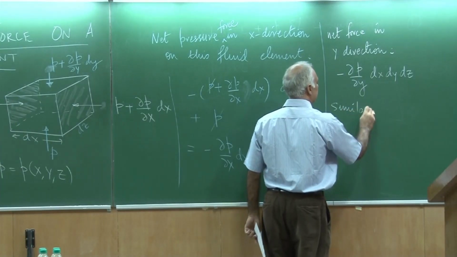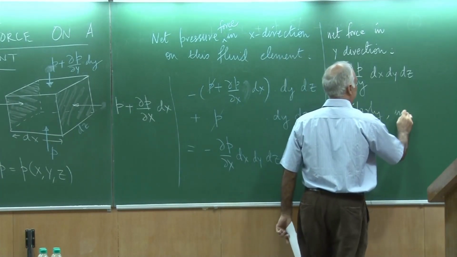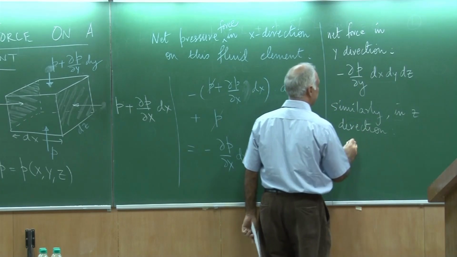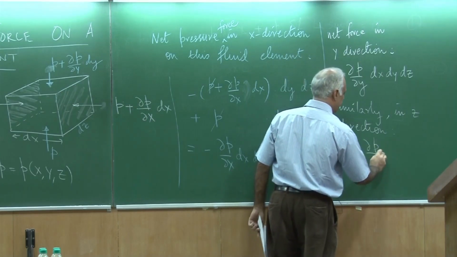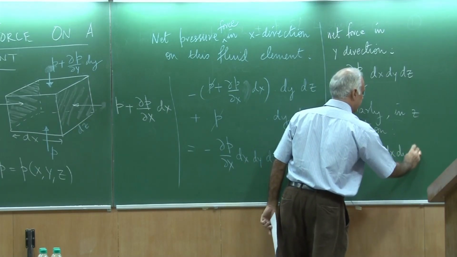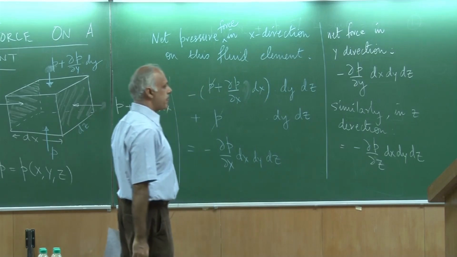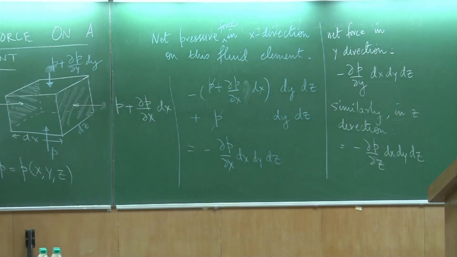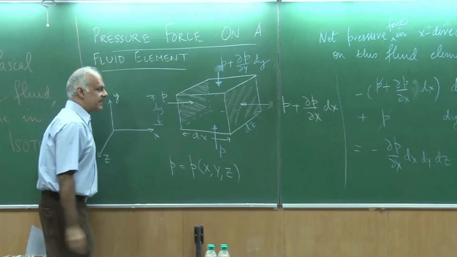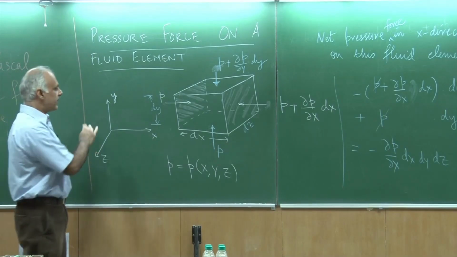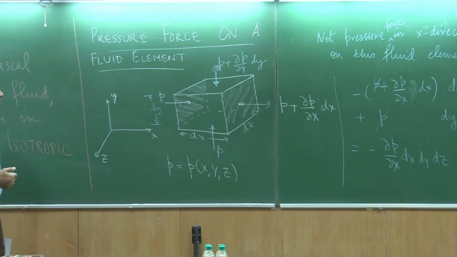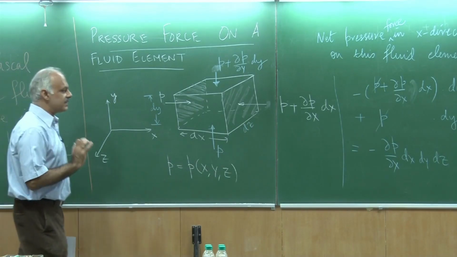Similarly, in the z direction, this is going to be equal to minus del P by del z dx dy dz. Okay. So, I have now been able to find out that on this fluid element, if there is a pressure that varies spatially, so it is varying at different points in the fluid, then this is what leads to a force on a certain fluid element. Okay. So, these are the three directions.